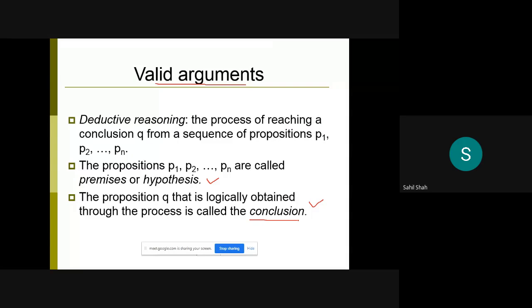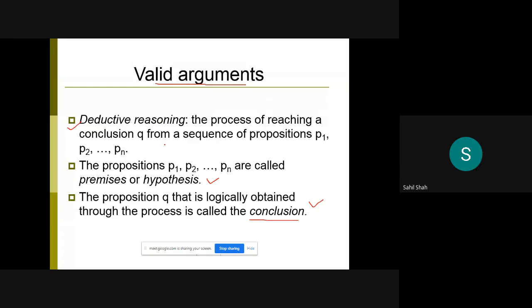What is the process followed in determining the validity of arguments? The process followed is known as deductive reasoning. What is this process? The process of reaching a conclusion from a sequence of propositions P1, P2 up to Pn. This entire process is known as deductive reasoning.